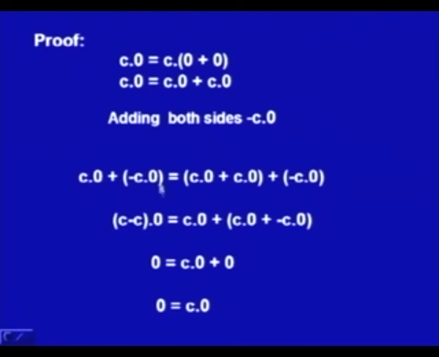Again the same way, this can be taken together on the left hand side, then it is 0, and then you can again apply the associative property on the right hand side. So this proves that 0 is equal to C dot 0, and that proves the second part of the result.